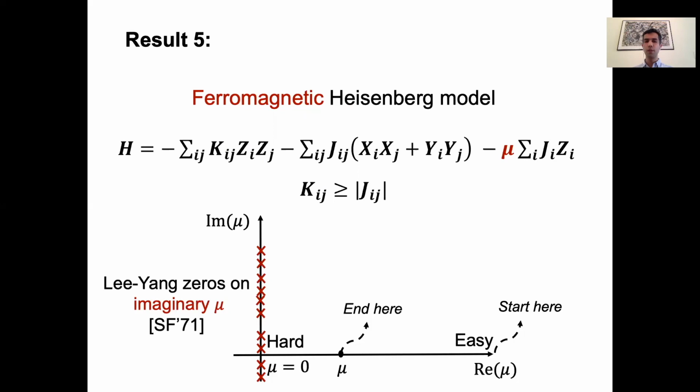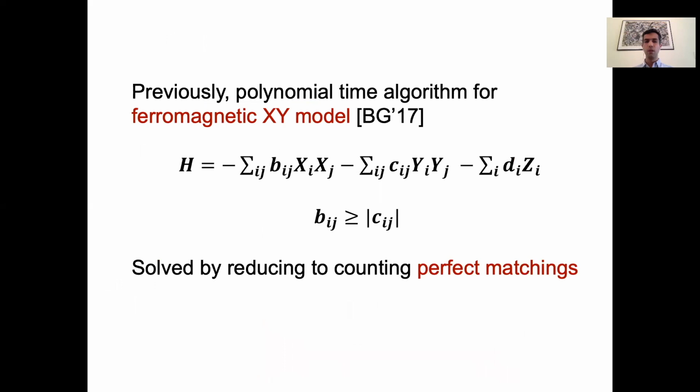So to ensure the convergence of the Taylor expansion, we need to know the location of the complex zeros in this plane. And these are known as the Lee-Yang zeros. This can be obtained by mapping this system to a classical spin model and analyzing the zeros of that model, which was done by Suzuki and Fisher. So this way we can get a quasi-polynomial time algorithm at any temperature. Previously, by a result of Bravyi and Gosset, a polynomial time algorithm was known for Hamiltonians that don't have the ZZ term. And this is again done by reducing this problem to a classical problem on counting the number of perfect matchings. And then there are sampling algorithms for that classical problem by Jerrum and Sinclair that can be used to find the answer.